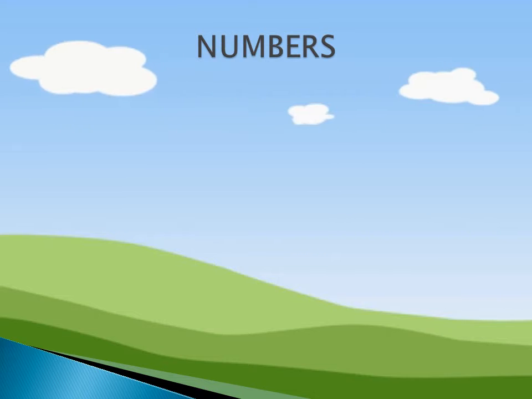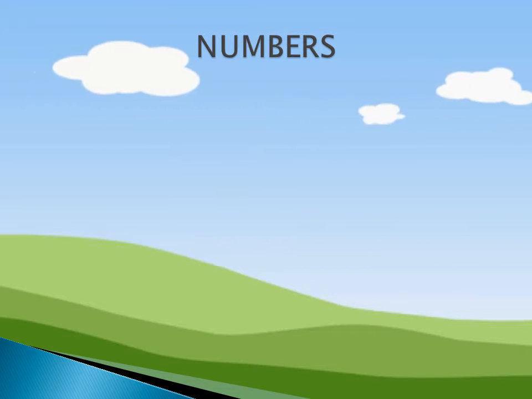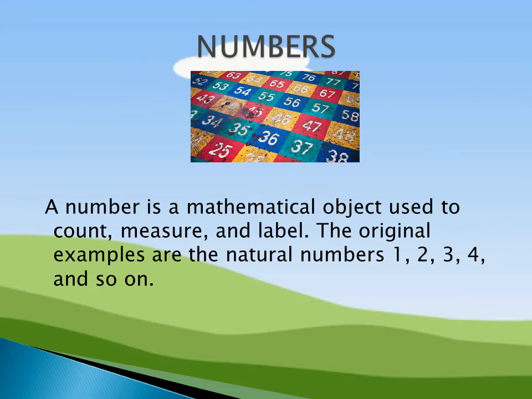Before starting the topic, we should know about numbers. Can you tell me what numbers are? A number is a mathematical object used to count, measure, and label. The original numbers are the natural numbers 1, 2, 3, 4, and so on.